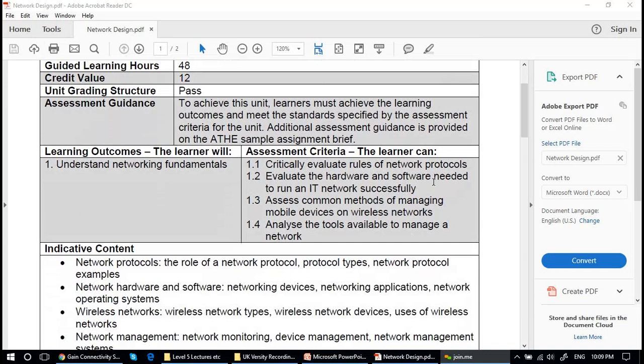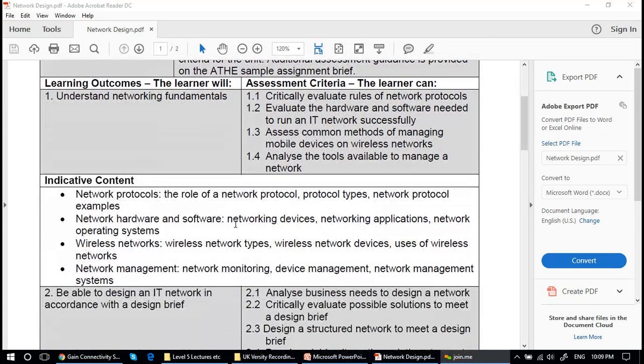You will be able to evaluate the rules of network protocols, evaluate the hardware and software, assess common methods of managing mobile devices on wireless networks, and analyze tools available to manage a network. The indicative contents are network protocols, network hardware, software, wireless networks, and network management, including the role of network protocol, protocol types, and network protocol examples.